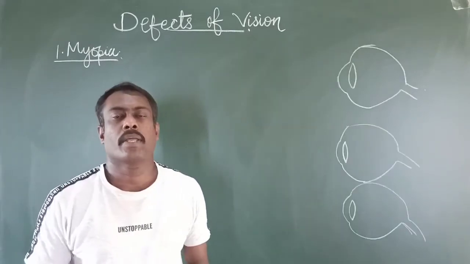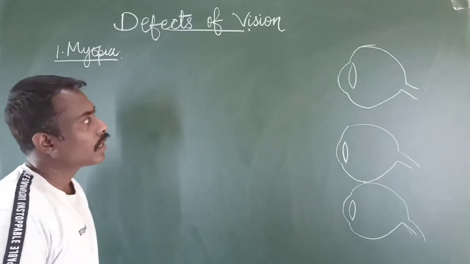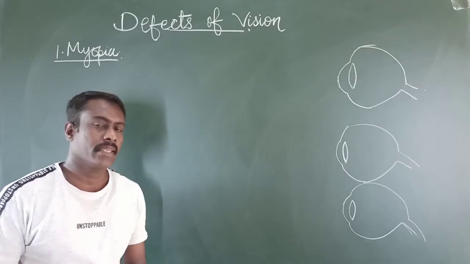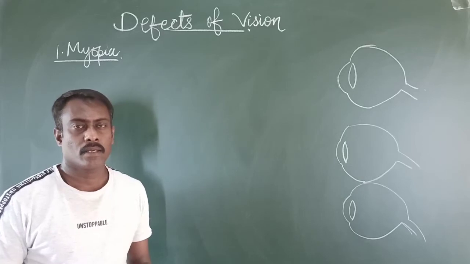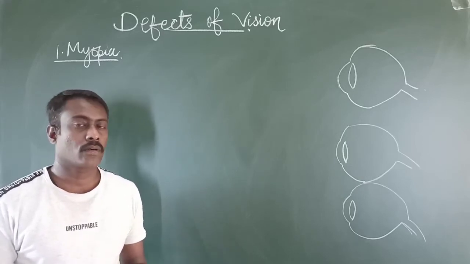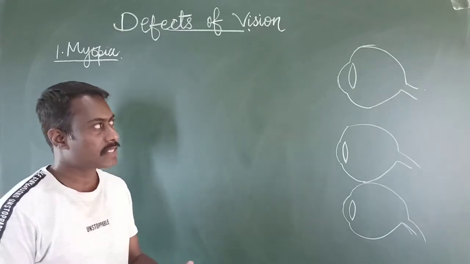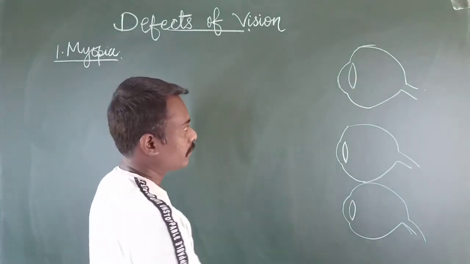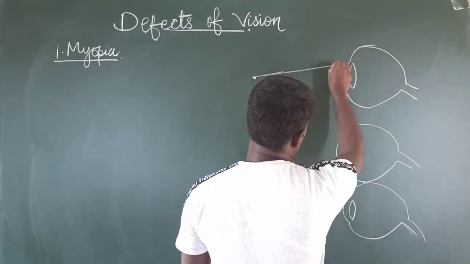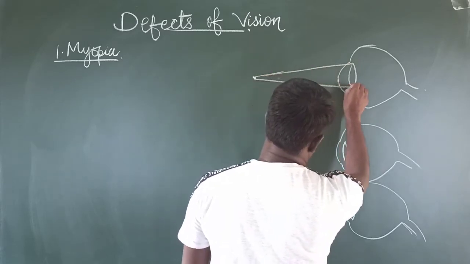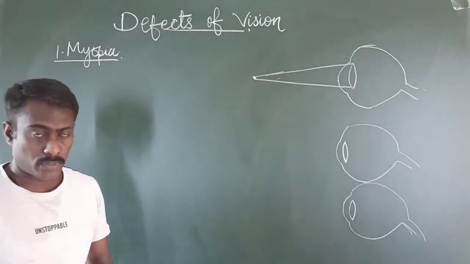Myopia is also known as short-sightedness or nearsightedness. In this condition, a human eye can see nearby objects clearly, but distant objects cannot be seen clearly. What is the reason for this condition? For a normal eye, see, this is the far point of the eye, and these are the rays coming from the far point of the eye. We know the near point of the eye and the far point of the eye.